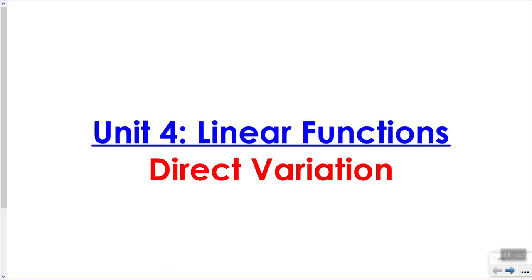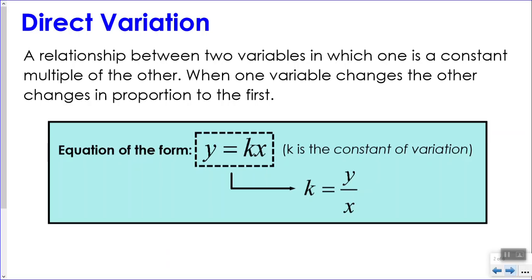In this video, we're going to look at a special type of function called a direct variation. A direct variation is a relationship between two quantities or two variables where one of those quantities is a constant multiple of the other. When one quantity or variable changes, the other variable changes in a proportional way. So if my two variables are x and y, as x increases, y also increases at a constant rate.